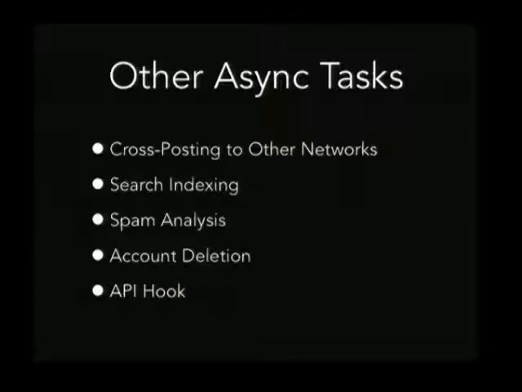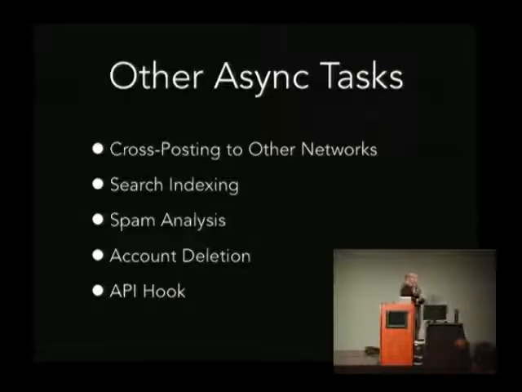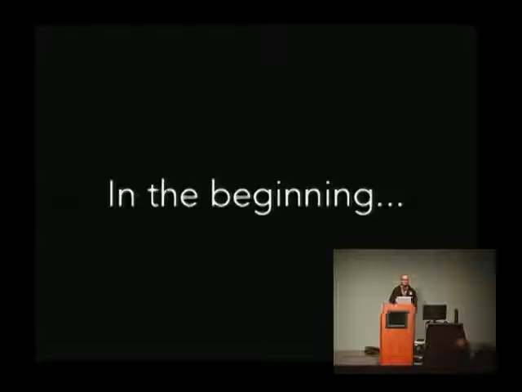So what else do we use other than the feed? What else do we use this async task system for? We do things like cross-post to Twitter and Facebook and Tumblr. We have an offline search indexing system. We do spam analysis, permanent account deletion, permanent data deletion. We also have an API hook so you can get callbacks when photos are posted.